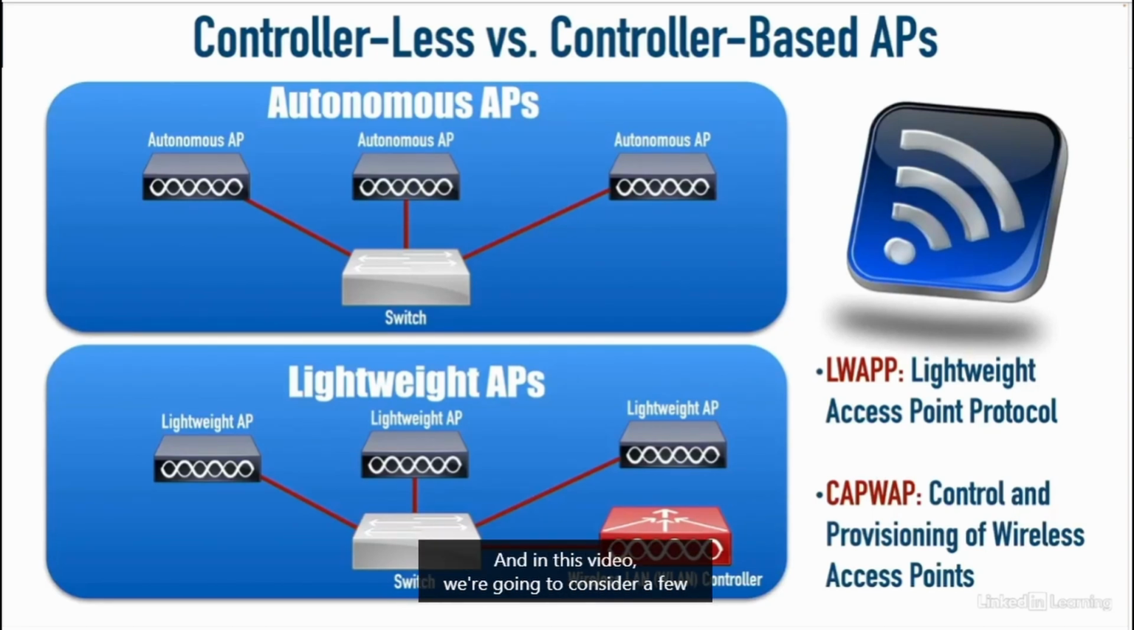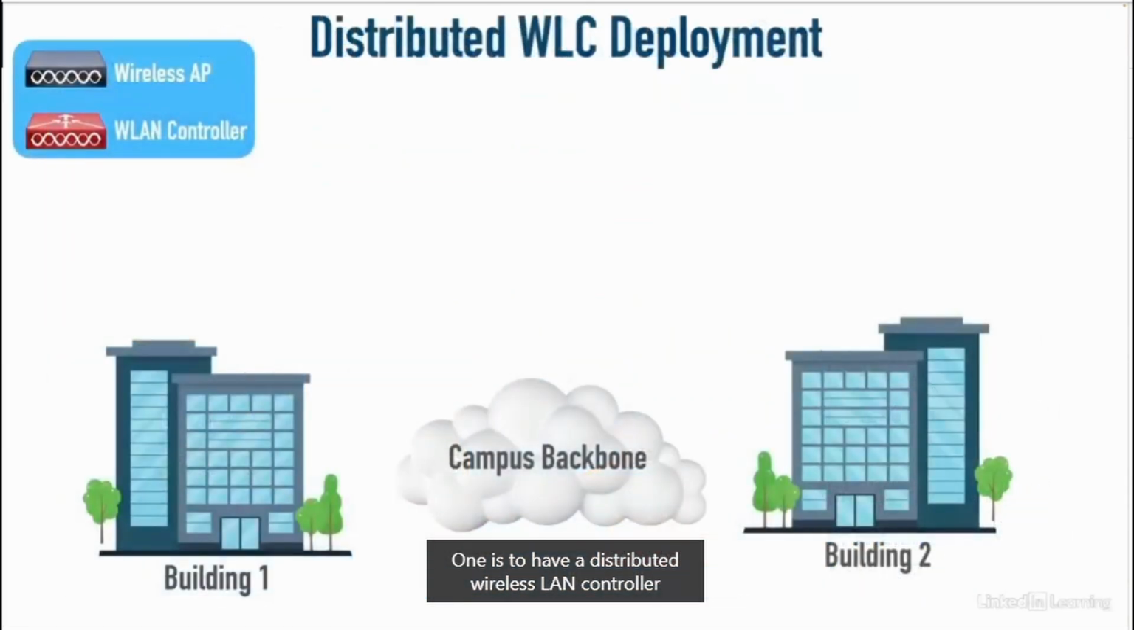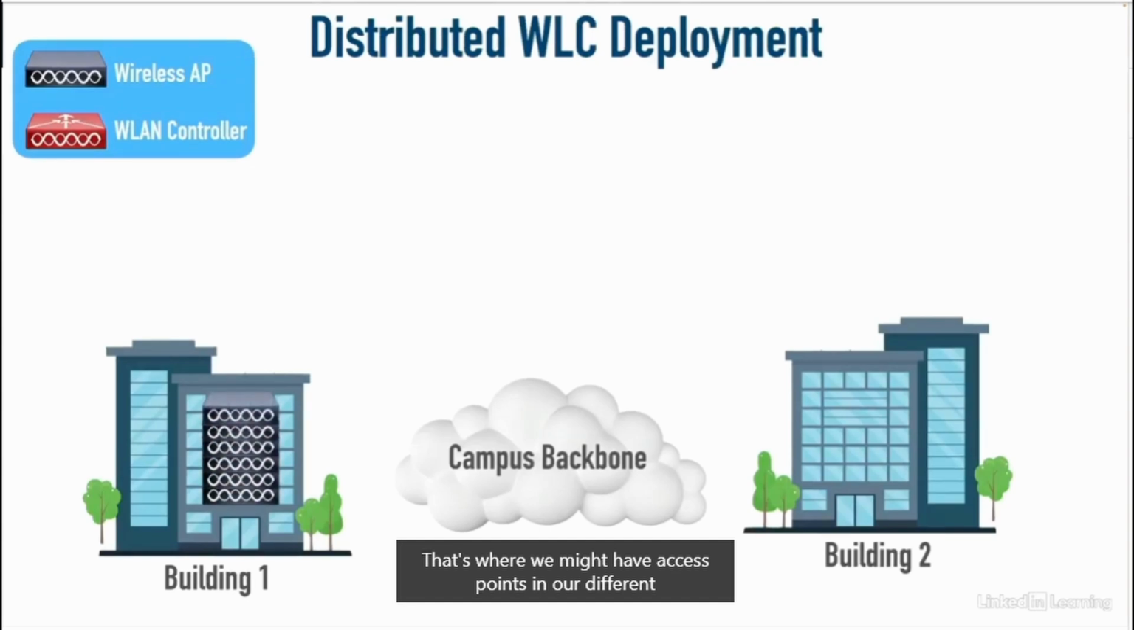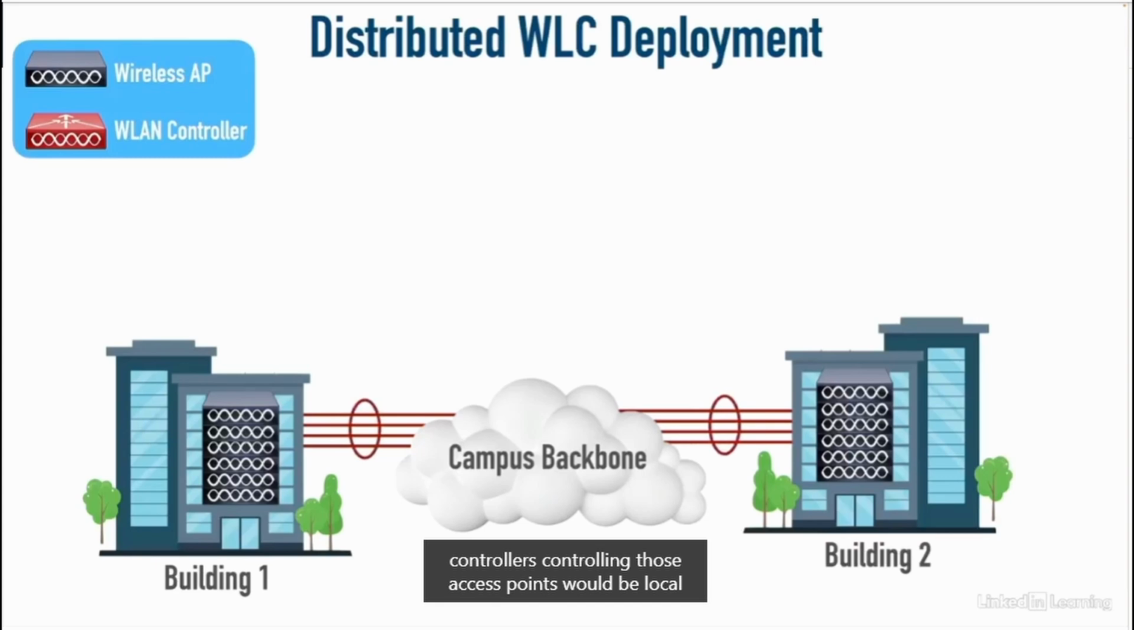And in this video, we're going to consider a few different deployment options for lightweight access points. One is to have a distributed wireless LAN controller deployment. That's where we might have access points in our different buildings on campus, and the wireless LAN controller or controllers controlling those access points would be local to those access points, maybe in the same building.